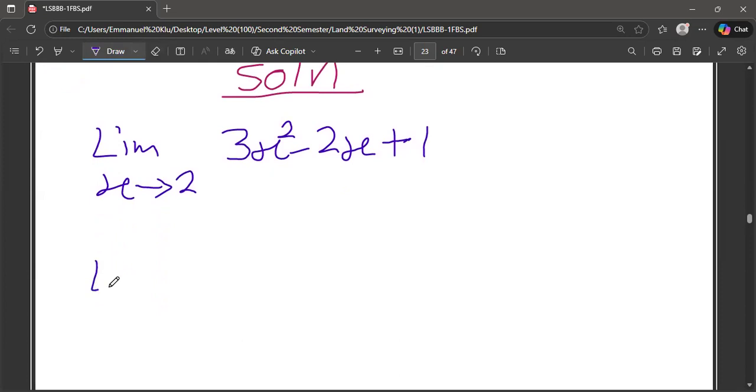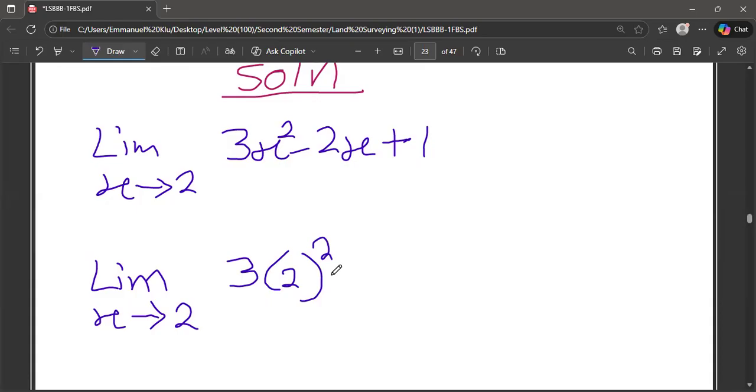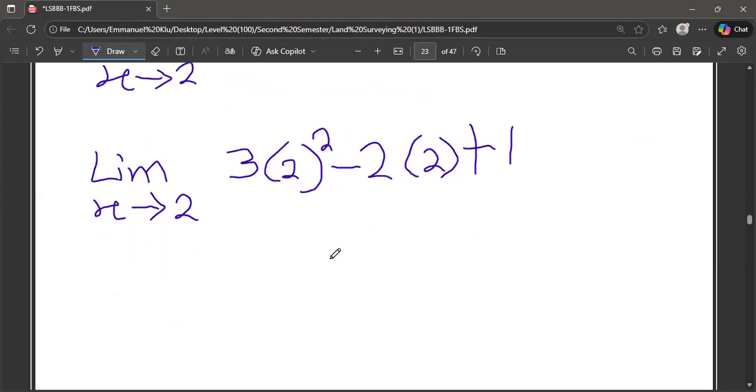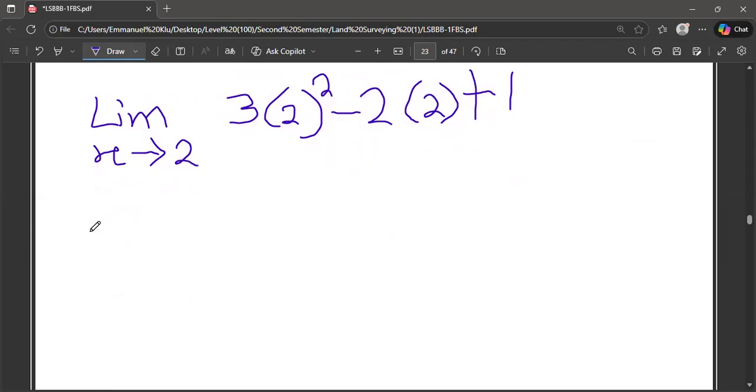You only substitute the 2 into the equation. Exactly. So that is limit as x approaches 2 of 3, anywhere we see x, we are going to put 2 over there. So 3 times 2 squared minus 2. I can see a different x over here, so we are going to put 2 over there, plus 1. Exactly. So at the end of the day, let's simplify this and see what we are going to get.